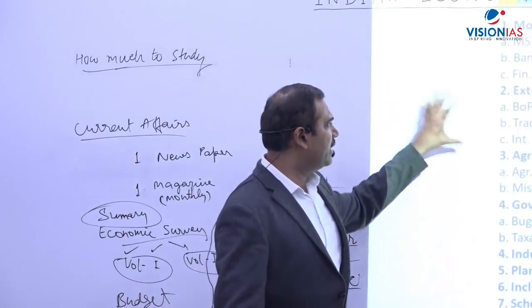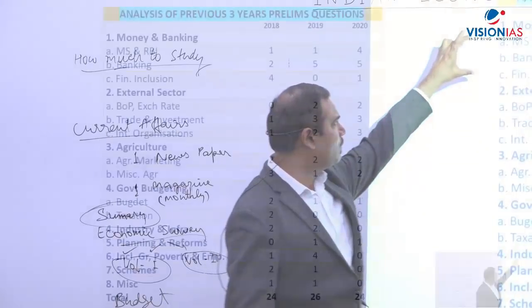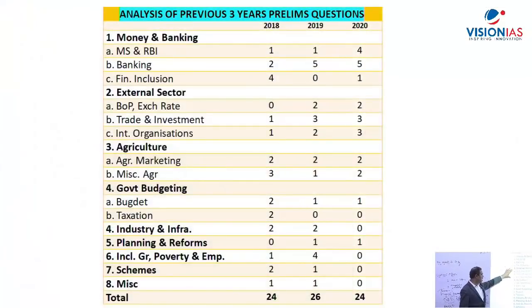So these are the major areas. Maximum questions are from money and banking, then the external sector: balance of payment, exchange rate, foreign trade, foreign investment, international organizations. Then agriculture, marketing, etc. Government budgeting means budget and taxation, then industry and infrastructure, then planning and reforms, then inclusive growth, poverty, employment, and then government schemes and miscellaneous areas. These are the broad areas for prelims.